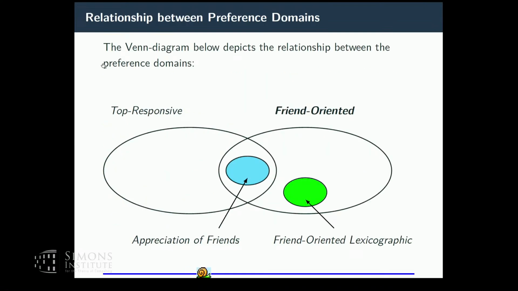Now, what I want to illustrate with this is that what we do is quite independent of that domain. Here you have the Venn diagram that illustrates the top responsiveness domain. The appreciation of friends domain is in the intersection of top responsiveness and friend-orientedness. Friend-oriented lexicographic preferences are completely separated from top responsiveness. And we talk about domains that live in here. There can be everything, there can be parts of this.